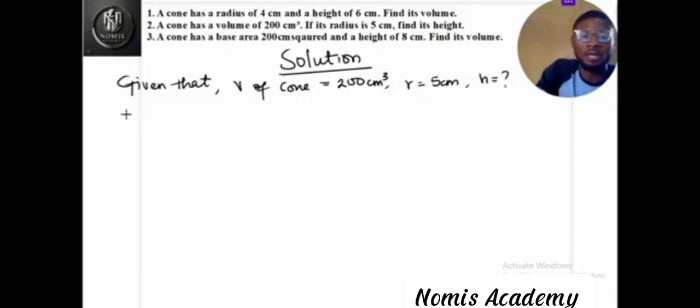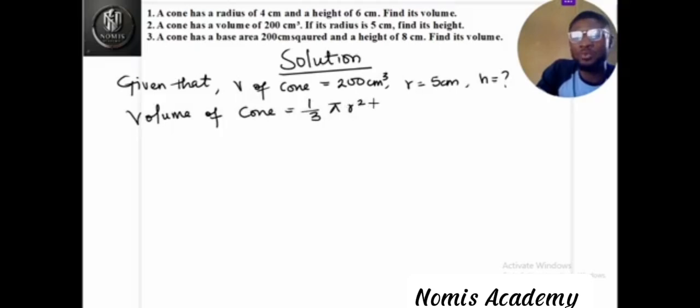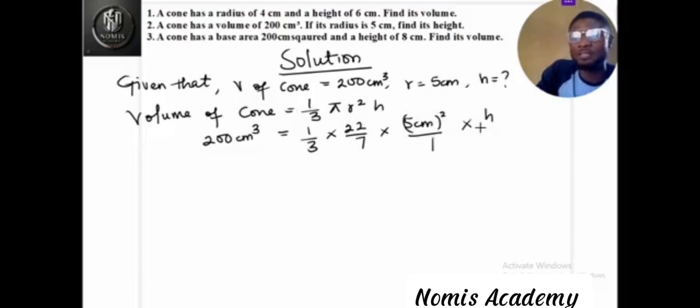So give the formula that volume of a cone is equal to 1/3 pi r squared h. So the volume of cone has been given to be 200 centimeter cube, equal to 1/3 multiplied by 22/7 multiplied by 5 centimeter all squared over 1 multiplied by height over 1.